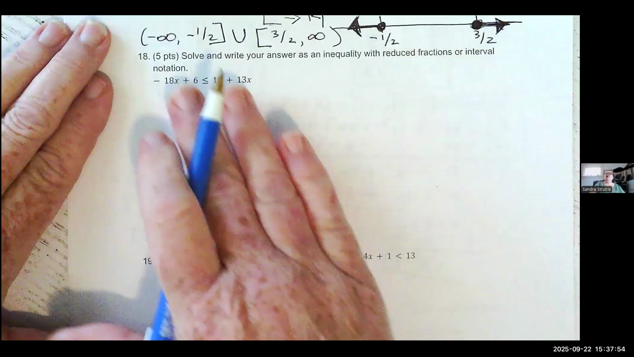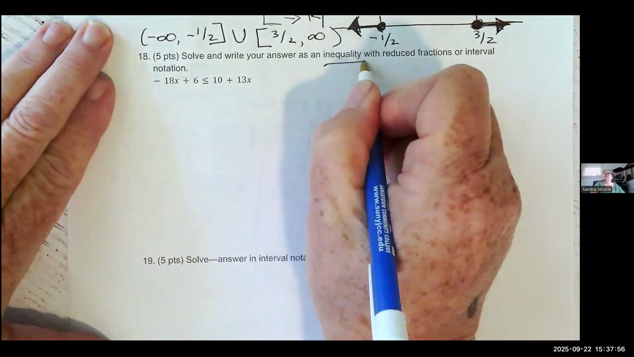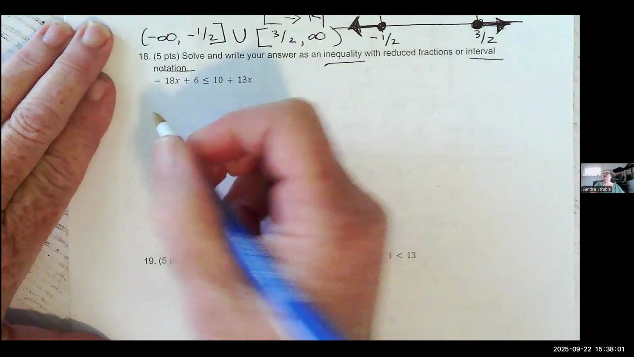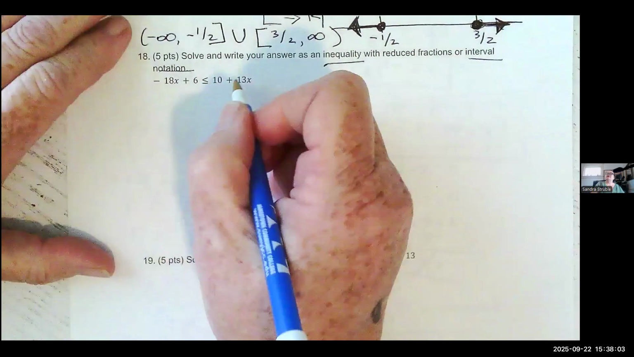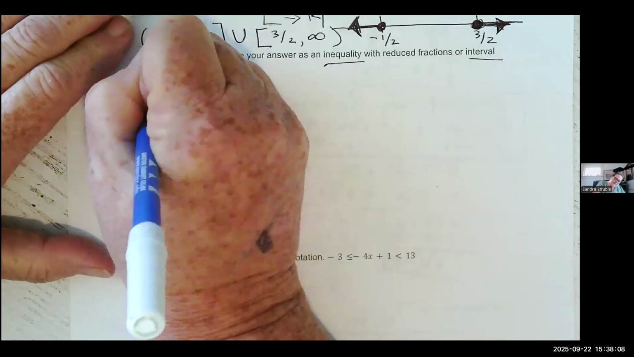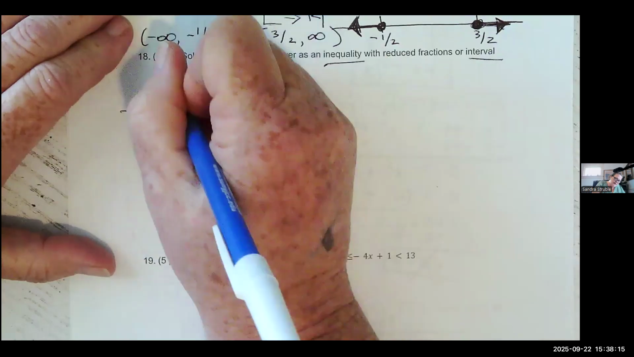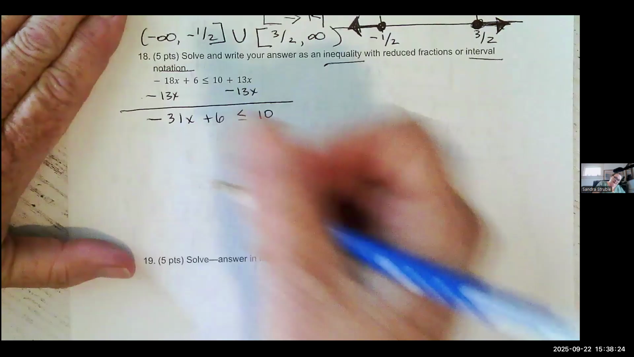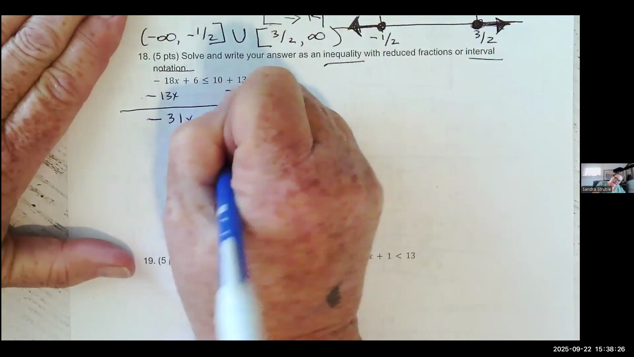Next one. Solve and write your answer as an inequality with reduced fractions or interval notation. I would have accepted either one. You just need to solve for x. So I'm going to move my 13x over to the other side by subtracting it. And I'm going to move my 6. Actually, I'm going to do one thing at a time. So this gives me negative 10, 11. So 31x plus 6 less than or equal to 10. Now, solving for x, I'm going to move the 6 to the other side by subtracting 6 from both sides.